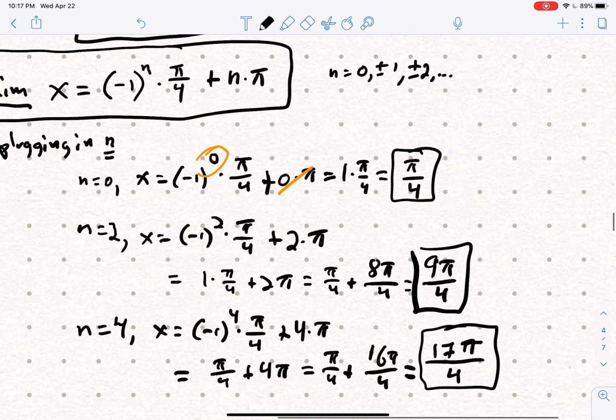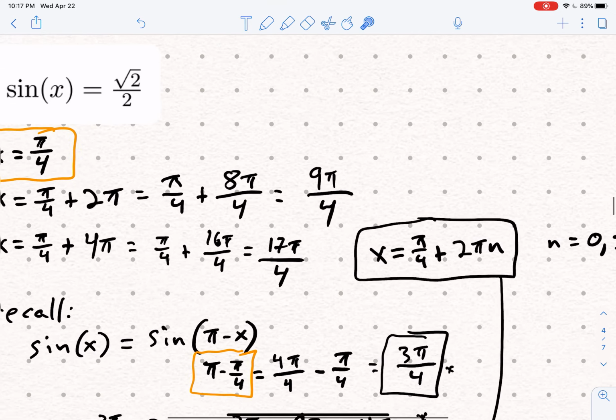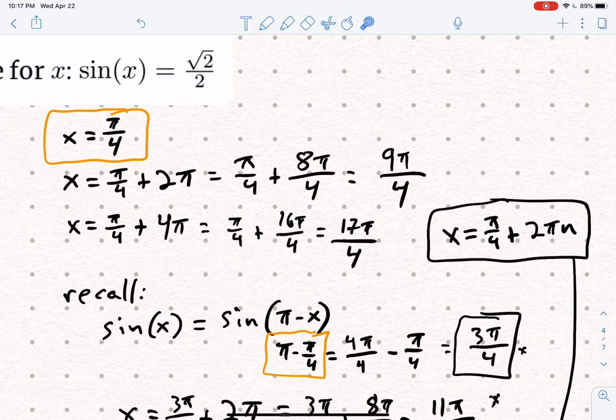So plugging in just the even numbers 0, 2, and 4, we've gotten the answers pi over 4, 9 pi over 4, and 17 pi over 4. And if you look up above, those were exactly the ones that we got in our first series: pi over 4, 9 pi over 4, 17 pi over 4. So in our formula, these are the ones that come up from putting in the even numbers.